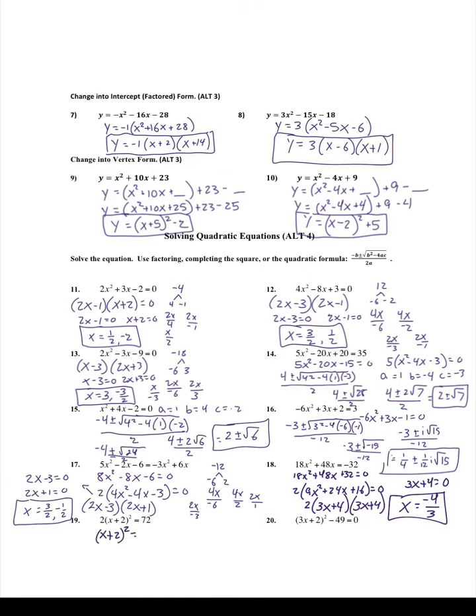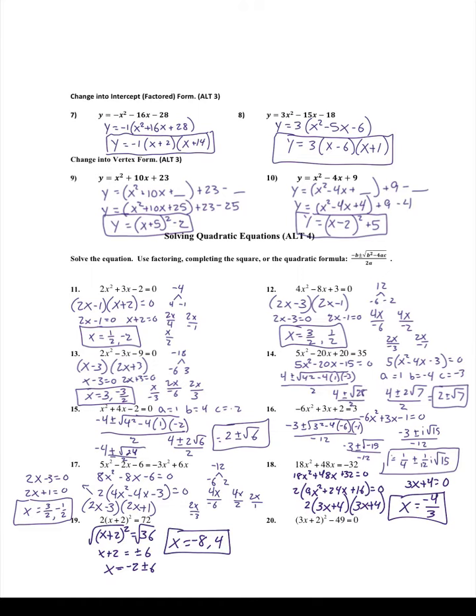For the next one, we can solve with the square root method. We're going to divide both sides by 2. Take the square root, which gives us x plus 2 equals plus or minus 6. Subtract 2 from both sides. So negative 2 plus or minus 6 is going to give us negative 8 and positive 4.